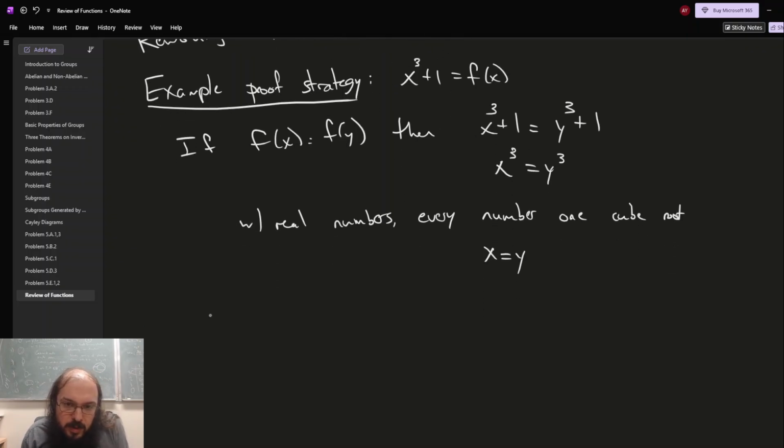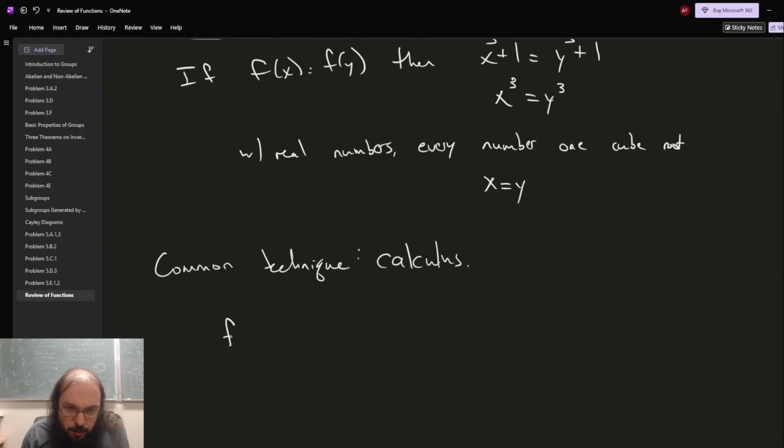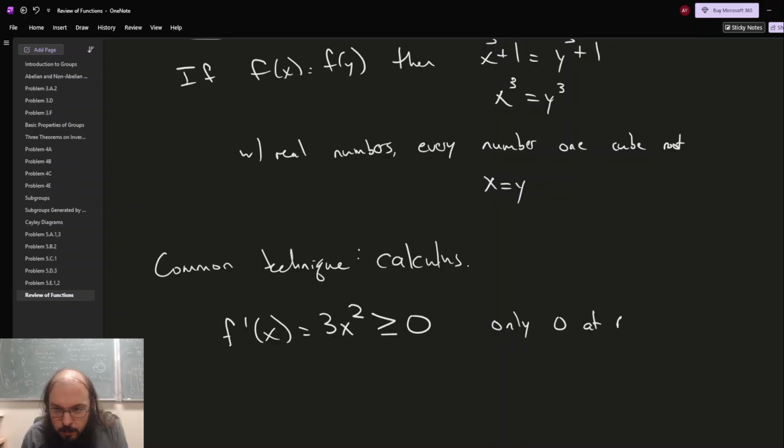Another common way of proving things involving real functions is to use calculus. So, for example, we can see by calculating the derivative of this function that this is always positive, and in fact, it's only 0 at one point. That means that this function is increasing.